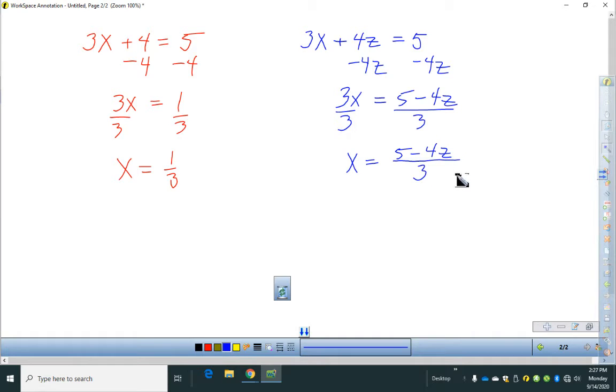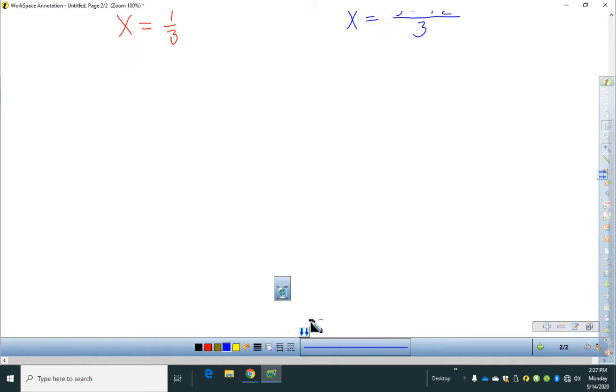Now, this is perfectly fine. This is the only way that you're going to get this in terms of x. You're still going to have z over here, right? So in this way, x depends on what you put in for z. All right.